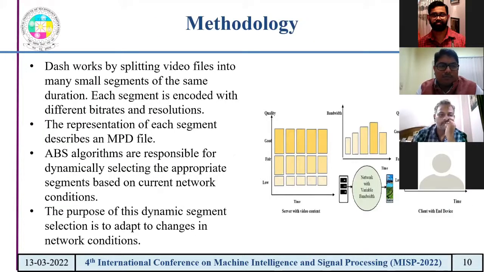Sir, this is the methodology we are using. Dynamic adaptive streaming over HTTP works by splitting video files into many small segments of the same duration. Each segment is encoded with different bitrates. The representation of each segment is described in the media presentation description file. Adaptive bitrate streaming algorithms are responsible for dynamically selecting the appropriate segments based on the current network condition. The purpose of this dynamic segment selection is to adapt to changes in the network conditions.